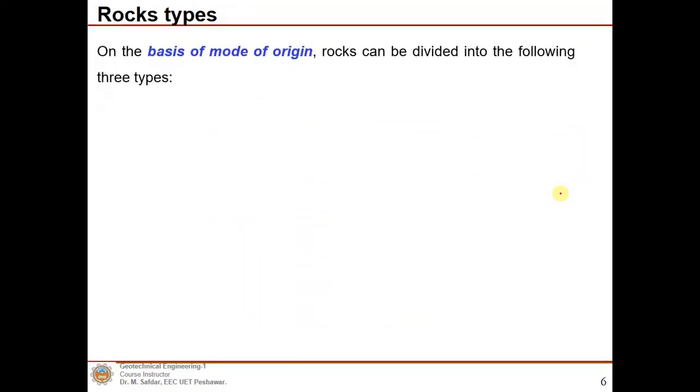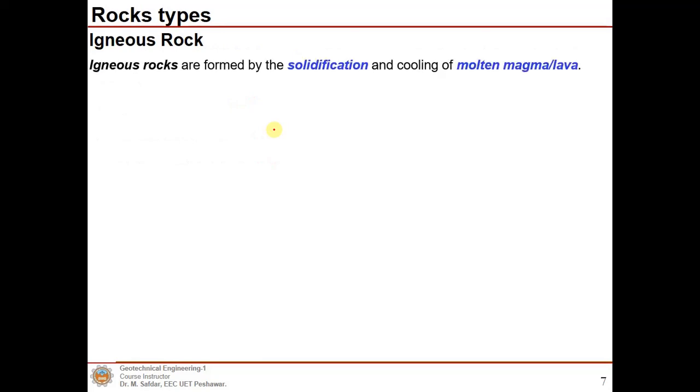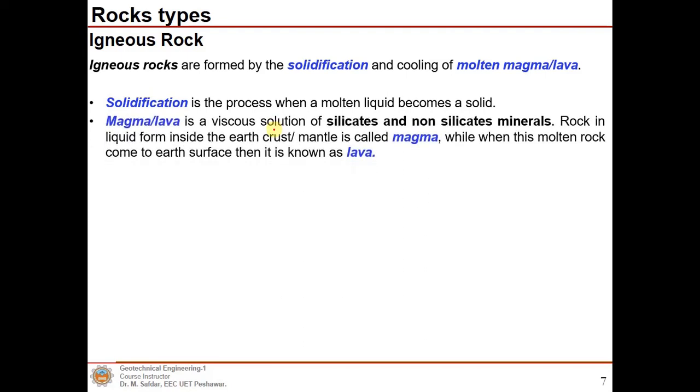So on the basis of mode of origin, rocks can be divided into the following three types: igneous rock, sedimentary rock, and metamorphic rock. Now, igneous rocks are formed by the solidification and cooling of molten magma or lava. Now, what is solidification? Solidification is the process when a molten liquid becomes a solid. Magma or lava is a viscous solution of silicates and non-silicates.